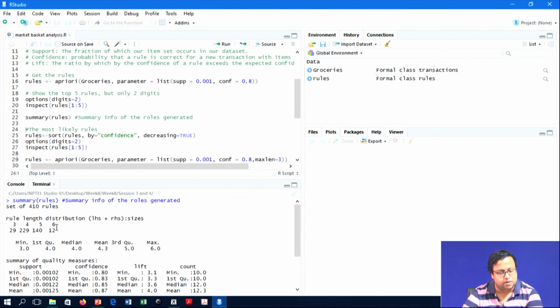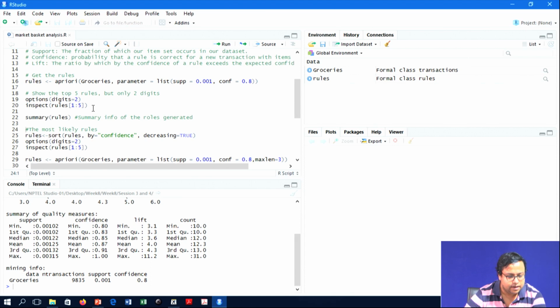The rules are also distributed based on their sizes. So, for size 3, left hand side and right hand side together, 3 items, there are 29 such rules, 4 item rules, there are 2 to 9 such rules, 5 items 140 and 6 items 12. So, that is the distribution that has been given. There are a total of 410 rules based on the cutoff that we have created.